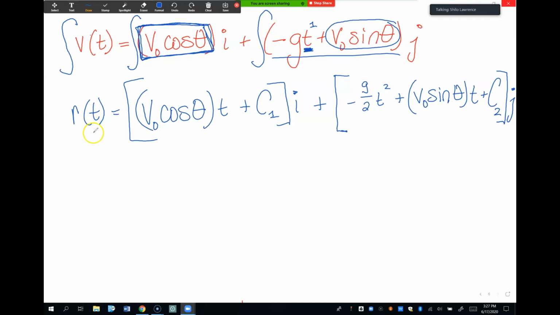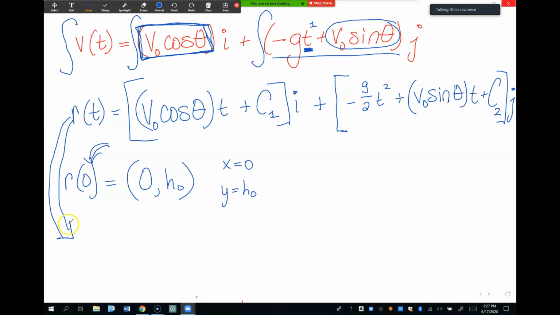We know something about position. We were told that this guy had an initial position at the point (0, h sub 0). So that means the x value is 0 and the y value is h sub 0 when you plug 0 in for t. Just like we did on the last one, I'm going to take what I have so far for position and plug 0 into that, and then I'll be able to set it equal to this to solve for my c's. Right now I'm just plugging 0 into my antiderivative for t.